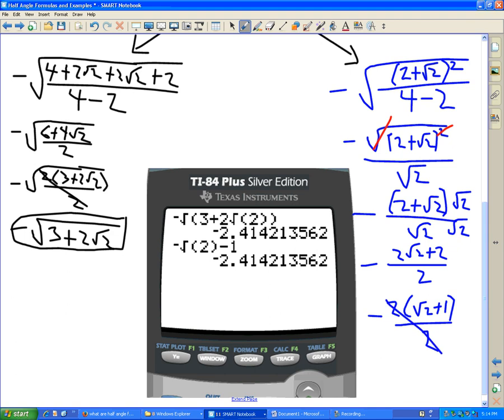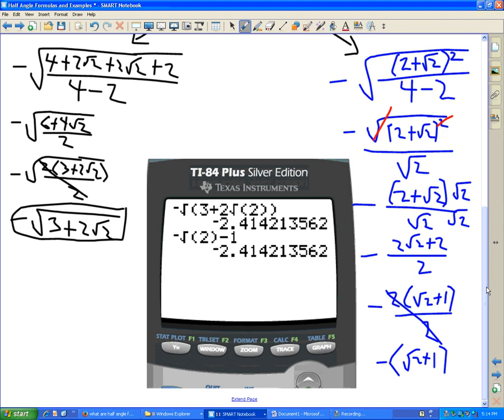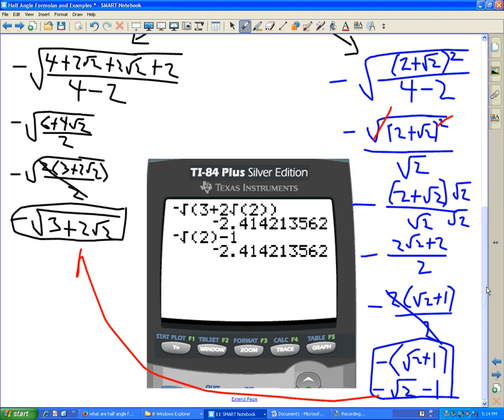So in the end, all I have is a negative quantity 2, root 2 plus 1, or you certainly are welcome, if you wanted, to distribute that, writing it as negative root 2 subtract 1. These are the same. And it looks very different from the answer we got over here. Look at this. These things look different, don't they? The values that you're going to find, though, are the same.